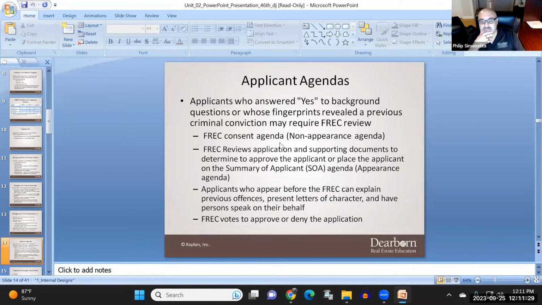So the applicant agendas. An applicant who answered yes to the background questions, or whose fingerprints revealed previous criminal convictions, requires FREC review. And now this is what I'm talking about. They have hearings. So FREC has a consent agenda. There's no appearance. It's all done through the computer, like on Zoom. FREC reviews the application and supporting documentation to approve the applicant or place the applicant on a summary of applicant appearance agenda. The applicants who appear before the FREC can explain previous offenses, present letters of character, and can have people speak on their behalf. FREC votes to approve or deny the application. You guys can watch that online.